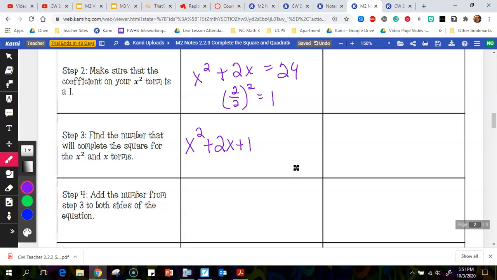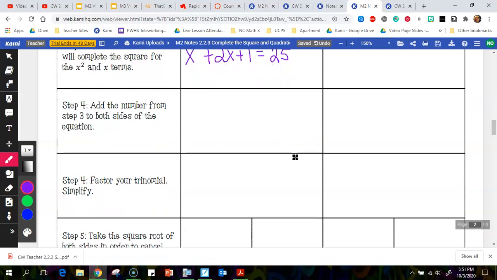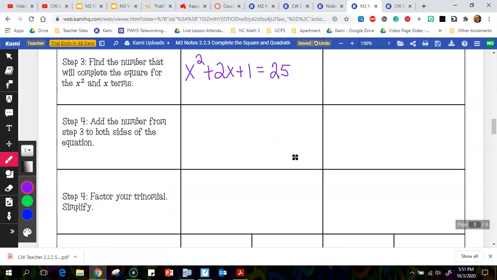But if I add 1 on the left side, to make this still equal, I've got to add 1 to this side also. So I have to do 24 plus 1, so that's 25. Instead of subtracting 1 from both sides, that wouldn't work. Let me rewrite that right here because this is the step: x squared plus 2x plus 1 equals 25.